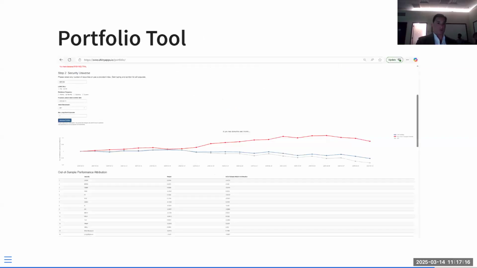Here's the portfolio tool. How am I on time? I think I went over. I'm sorry. Oh, it's okay. So this is the portfolio. We are not constraining you.